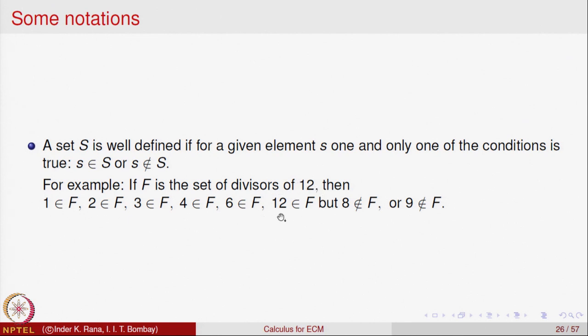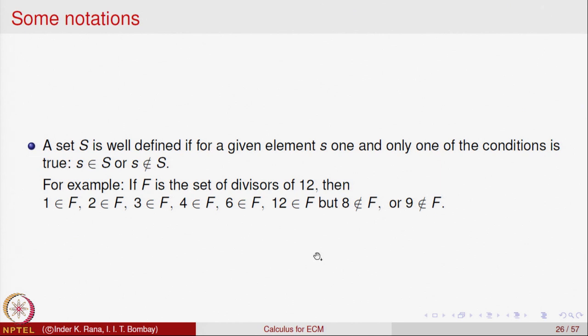So, all of them belong to F, but 8 does not divide 12. So, 8 is not an element of F. Similarly, 9 does not divide 12. So, 9 is not an element of F. Okay. So, this is how the language of set theory is evolved.